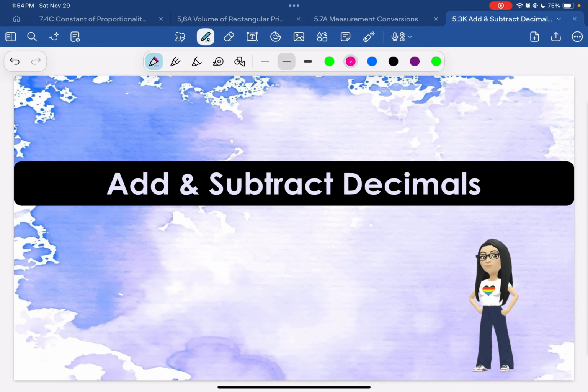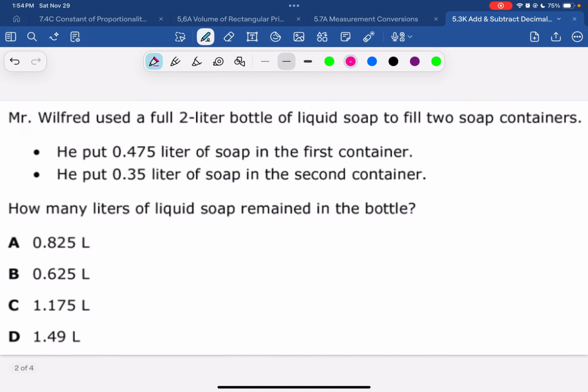Today's video will focus on adding and subtracting decimals. Mr. Wilford used a full 2-liter bottle of liquid soap to fill 2 soap containers. He put 475 thousandths or 0.475 liter of soap in the first container. He put 35 hundredths liter of soap in the second container, or 0.35. How many liters of liquid soap remained in the bottle?